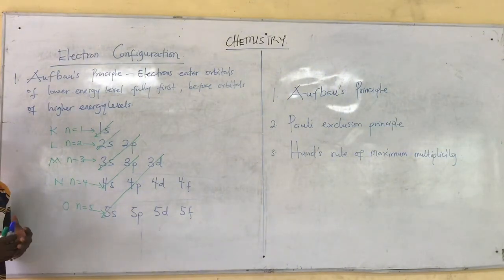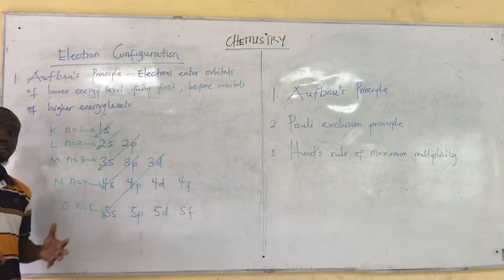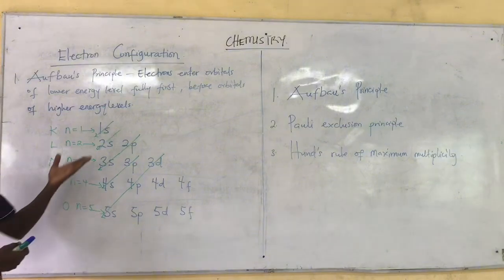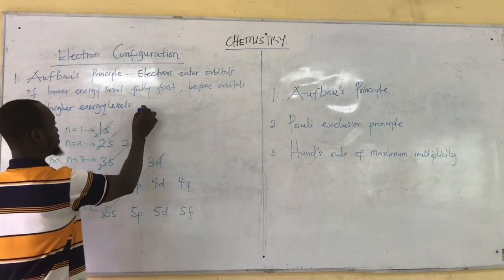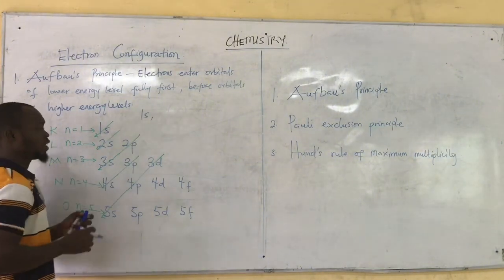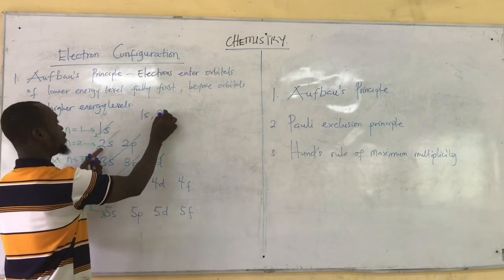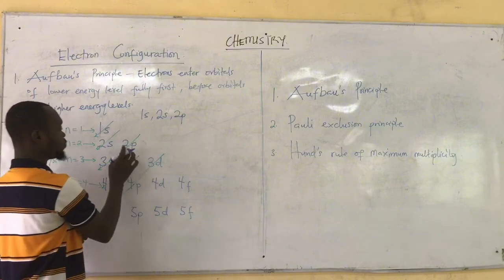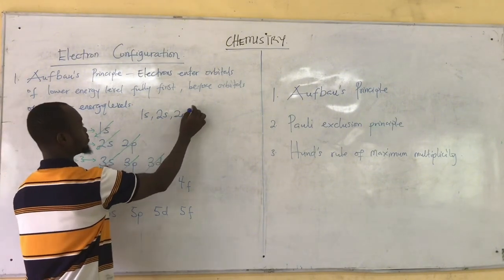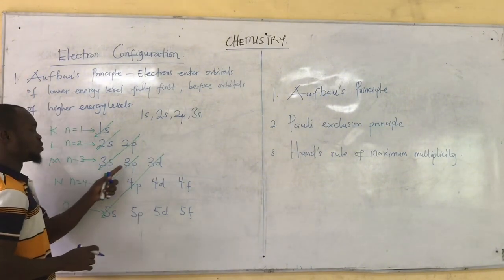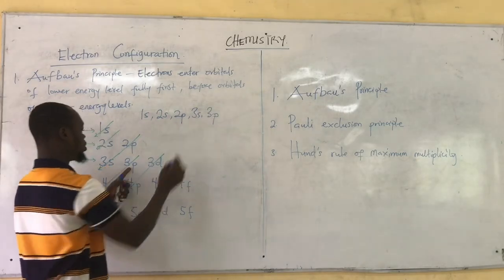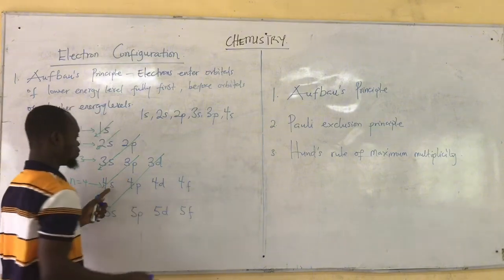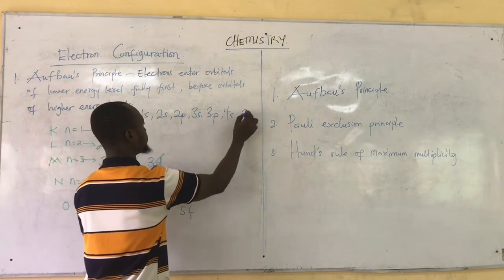But I'm going to consider the first 20 elements. So with the first 20 elements, the first orbital to fill is the 1s. Once you're done filling the 1s, then move on to the 2s. Once you're done filling the 2s, you move on to the 2p. Once you're done filling the 2p, you move on to the 3s. Once you're done filling the 3s, you move on to the 3p. Once you're done filling the 3p, you move on to the 4s. Once you're done filling the 4s, then you move on to the 3d.